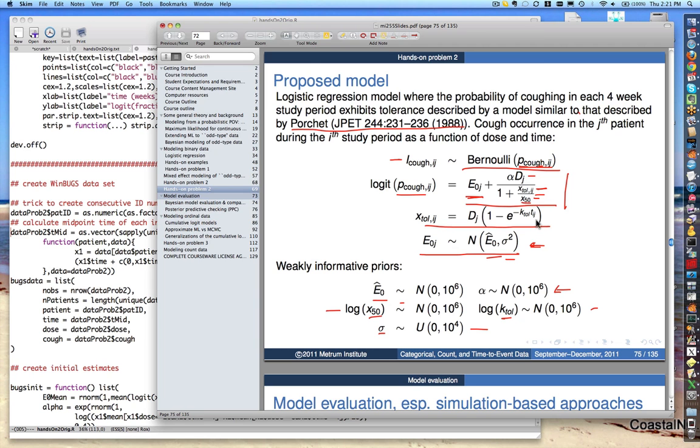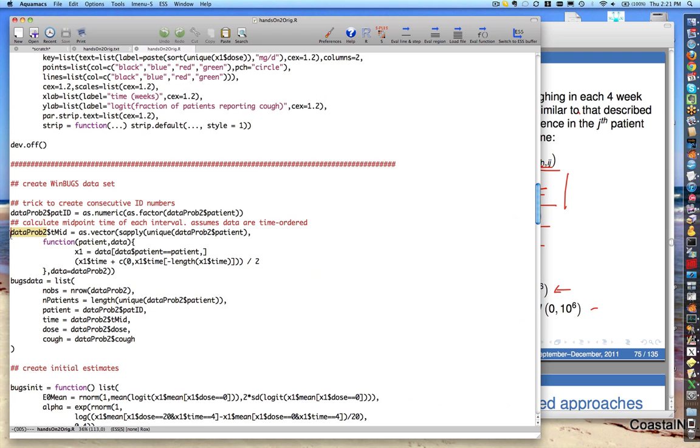So I'll substitute the midpoint time for the Tij here, and all this is doing right here is going through and stepping through all of the patients and calculating the midpoint times for each one of those observations. So now the 0 to 4 interval will be represented by a 2, the 4 to 8 by a 6, and so on. And that's the value that I'm going to use down here inside our actual data component for our time. So it gets named time again here, but it's now going to be a midpoint time.